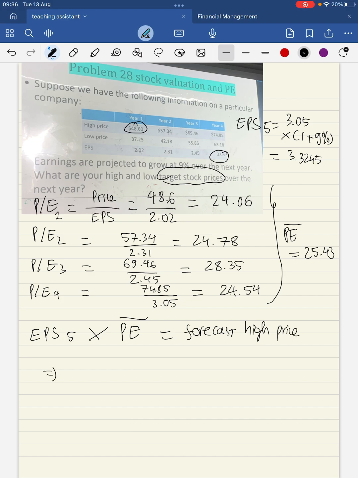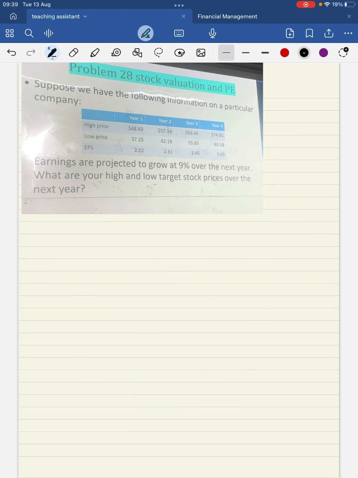Therefore, the high price potentially for year number 5 will be equal to 25.43 times 3.3245. And this will be equal to 84.428 dollars. So the same thing should be applied for a low price.